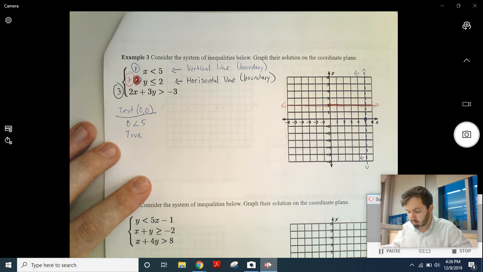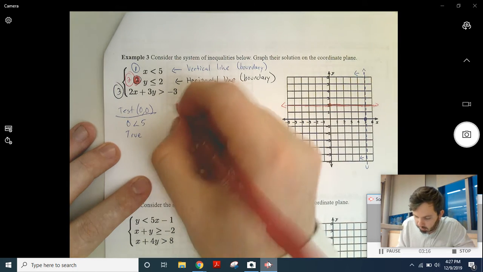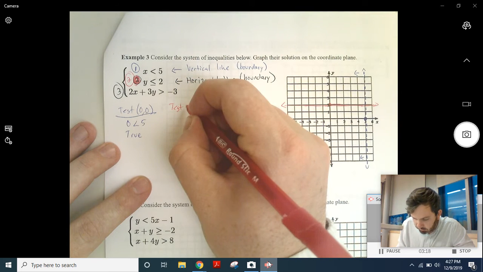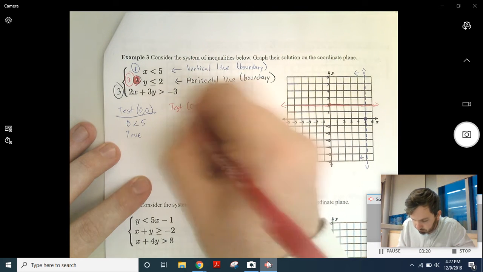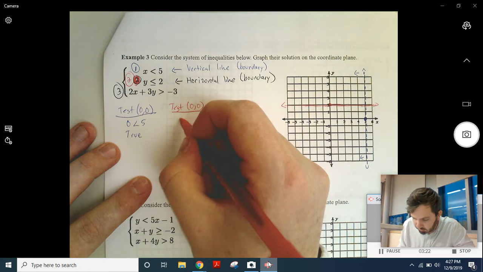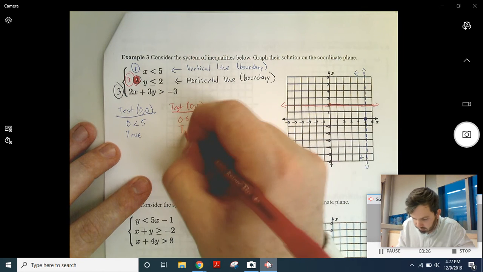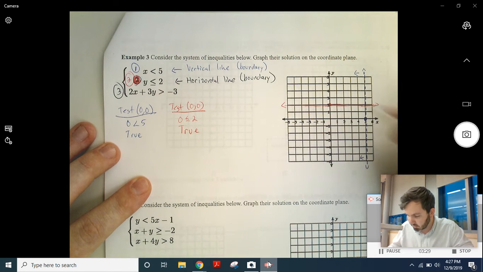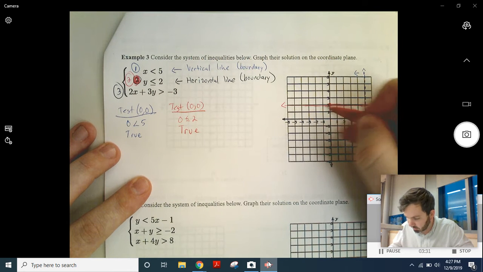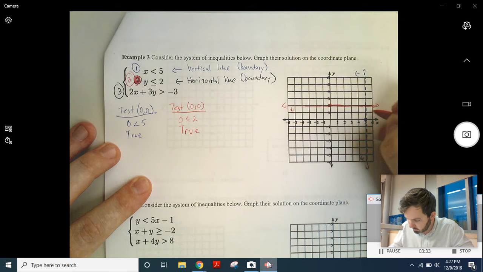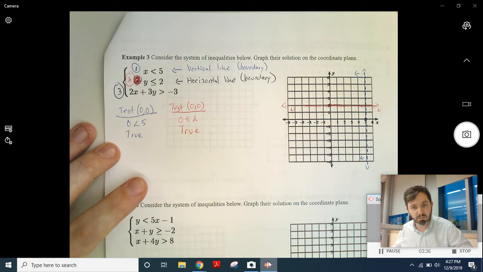For my second inequality, we're going to test 0, 0. And when I do that, I'm going to get 0 is less than or equal to 2. Well, 0 is definitely less than or equal to 2, so this again is a true statement. So this means that 0, 0 should be shaded from our red side, so we're going to be shading downwards from my red line. I'll just put those little arrows in so we don't forget that.